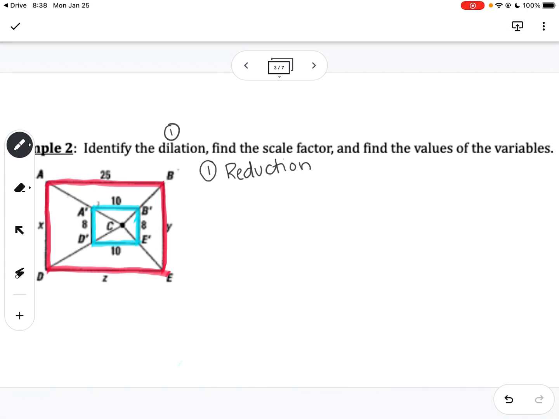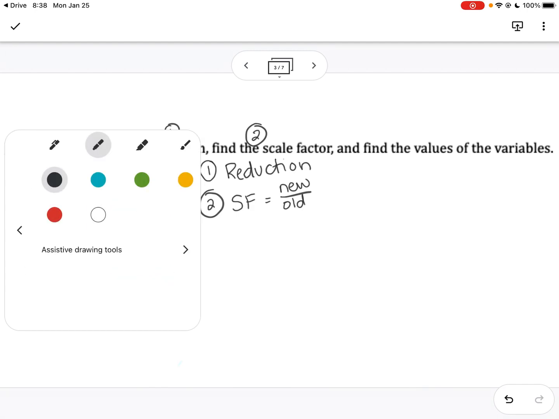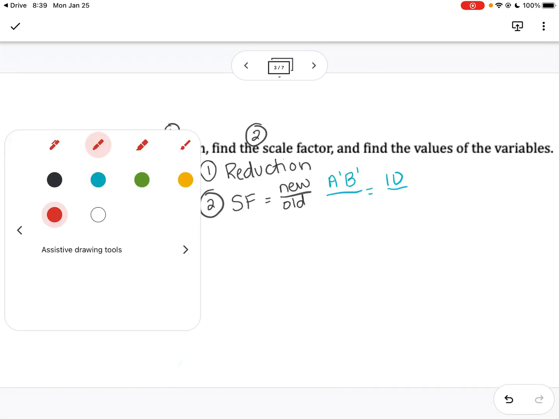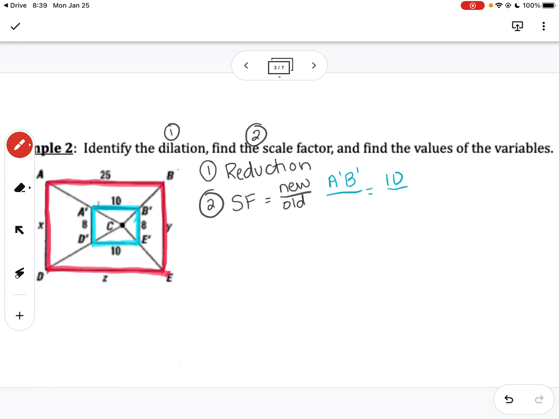Next, I'm going to find the scale factor. So part 2 is to find the scale factor. The scale factor is going to be new over old, and I can use any relationship between points. If I look at the new figure, I see that the length from A prime to B prime is 10 units. And the original of that same side, from A to B in the pre-image, is 25.